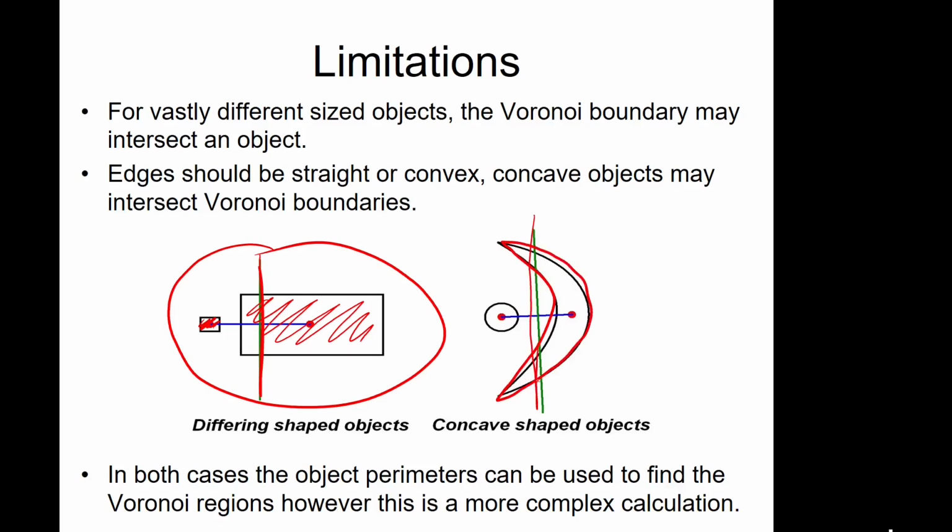A better algorithm to use would be to use the perimeter of the objects rather than the actual center. The center was just a simplified version. What you'd want to use is the perimeter, and then that will give you your Voronoi face there in that example, and like that in that example. In practice, the calculation's a bit more complicated, but you've seen the basic principle of how it works.